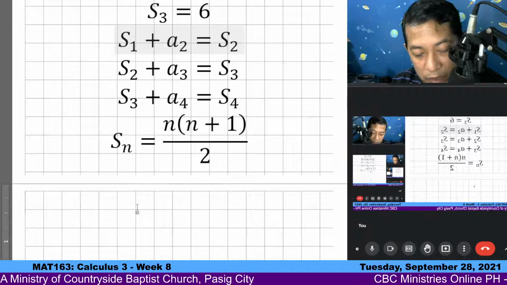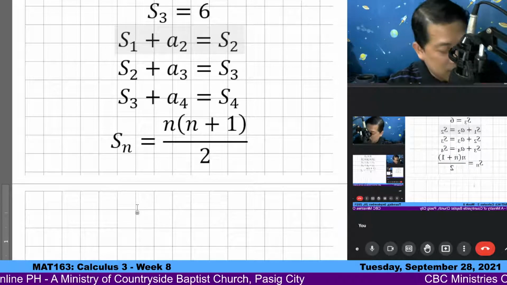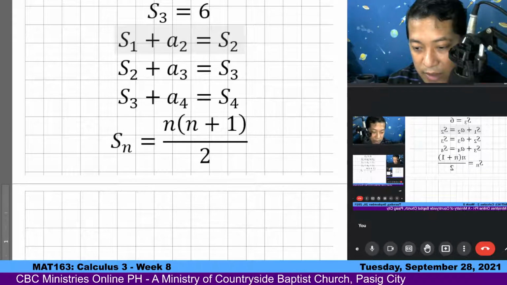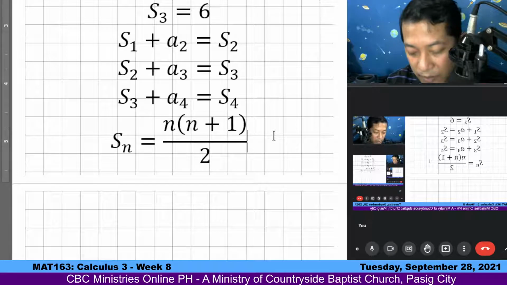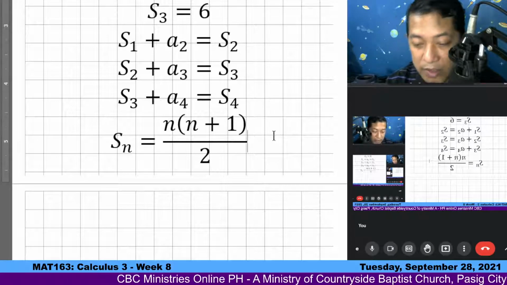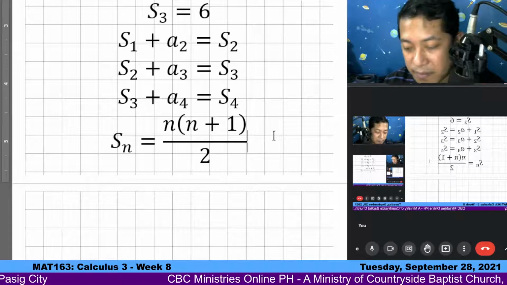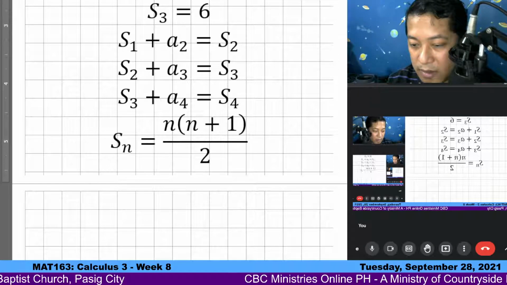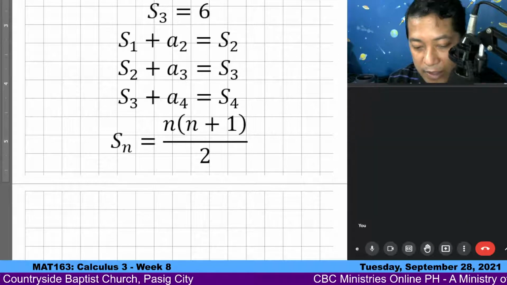Okay, as we continue, we have another sequence here, for example. So ito, subject to verification lang ha guys. Pwede nyo i-verify yan, yung sum. You could always verify that.